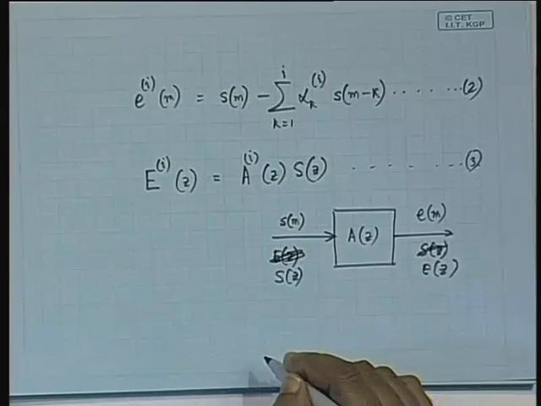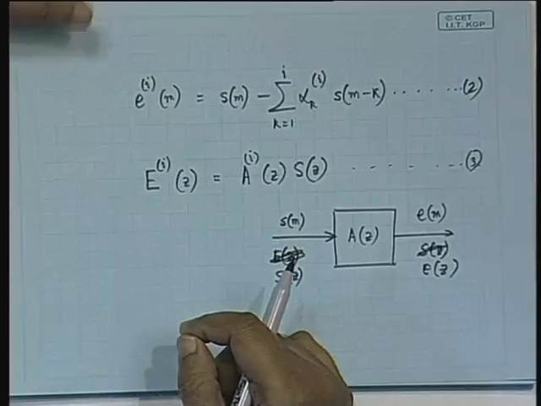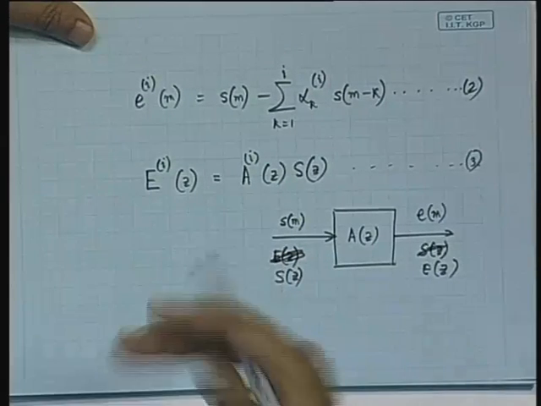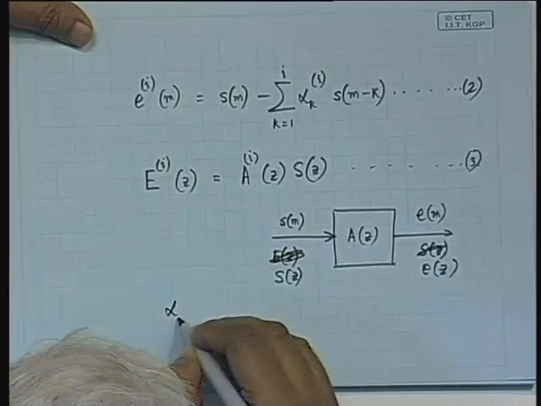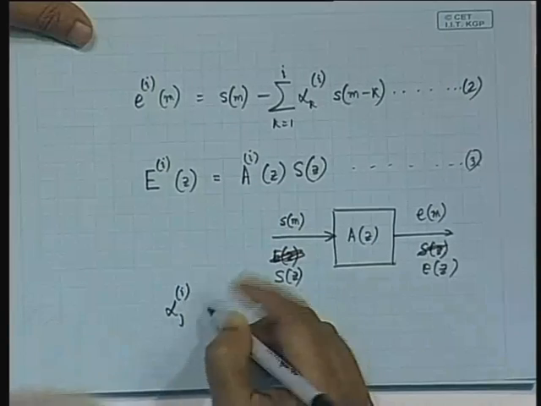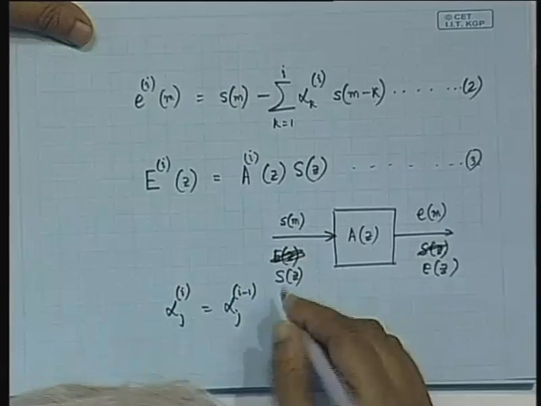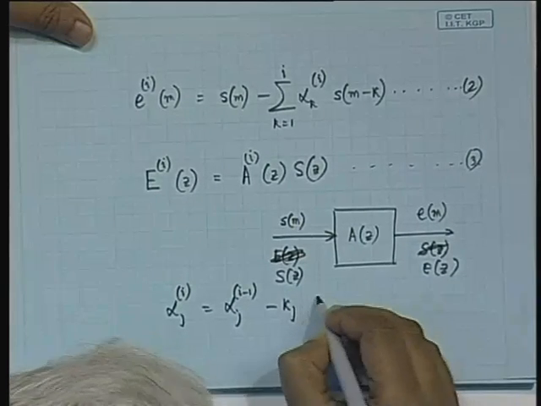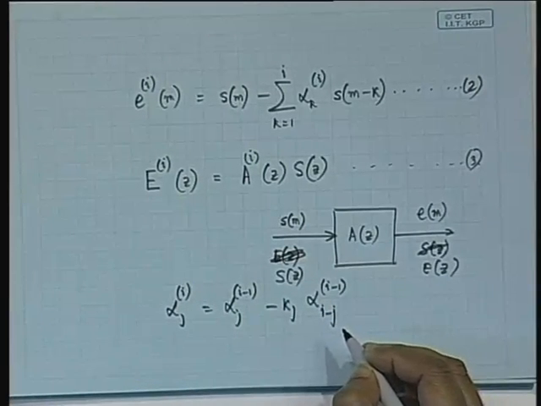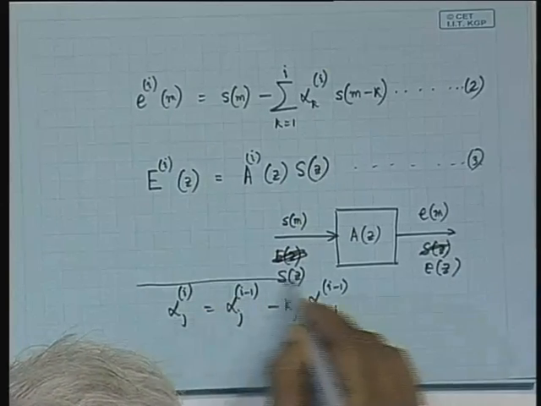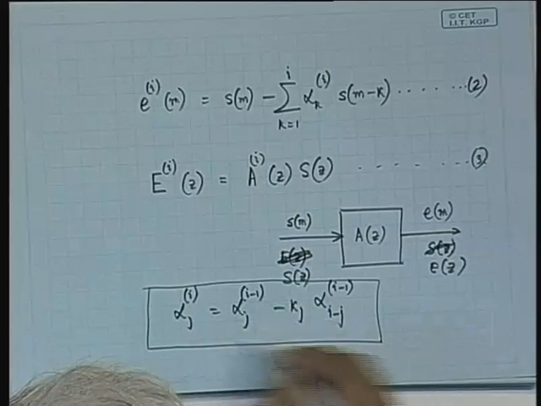So, in order to do that, let us go back to Darwin's relation, what we were discussing in the last class. As per Darwin's relation, remember that we had written an expression: alpha j I, the ith estimate of the predictor, we were writing as alpha j I minus 1 minus k I times alpha I minus j of the I minus 1th iteration. This is what we had written for the alphas' recursion.